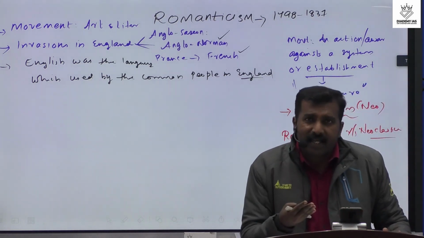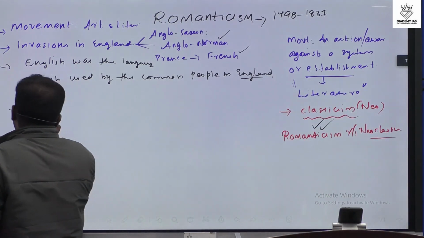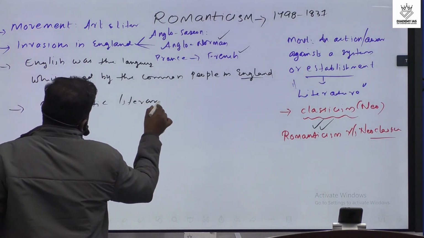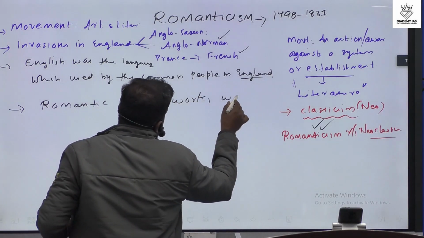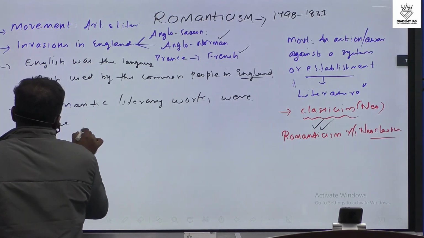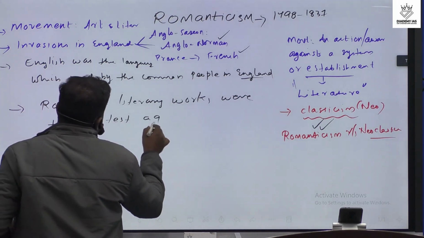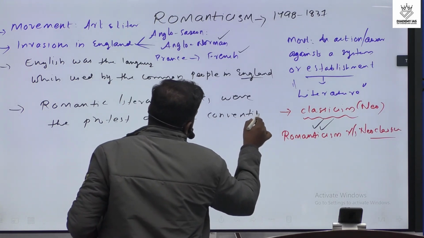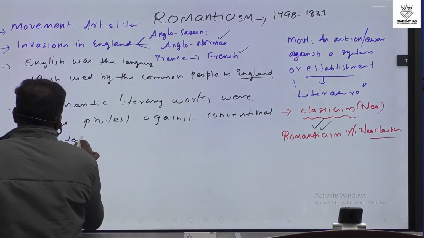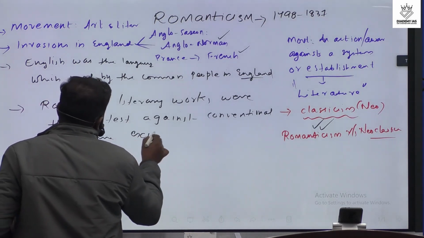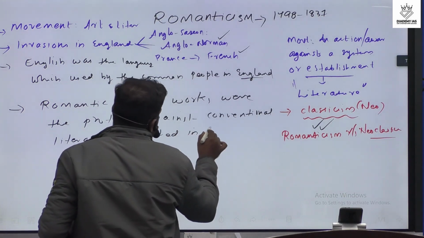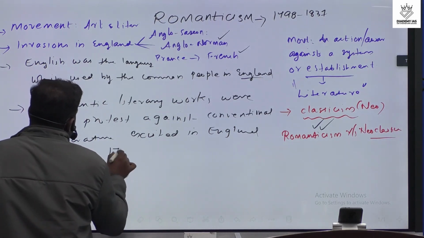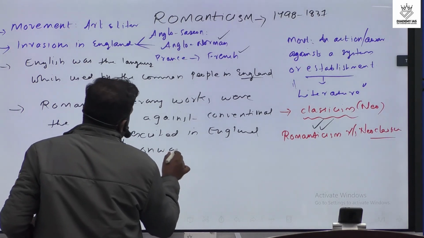And it was actually a protest. This Romanticism, or Romantic literary work, was a protest against the conventional literature that existed in England from the 17th century onwards. Okay, so that's an important point.